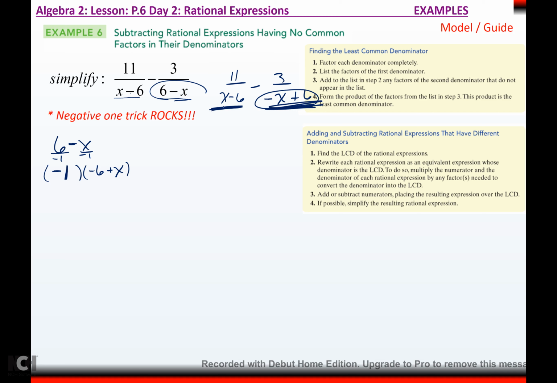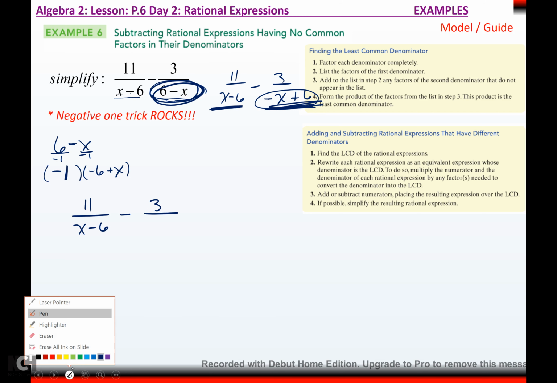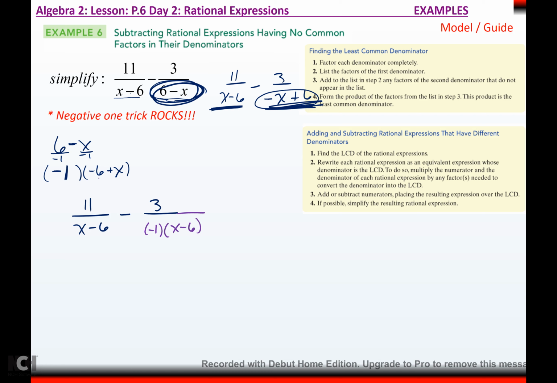That is this. Yes? So now I can rewrite, I have 11 over x minus 6 minus 3 over, I'm going to rewrite this as -1 times x minus 6. I can rewrite this as positive x minus 6. Like I said, I can switch the order. And now I switch the order and the signs.